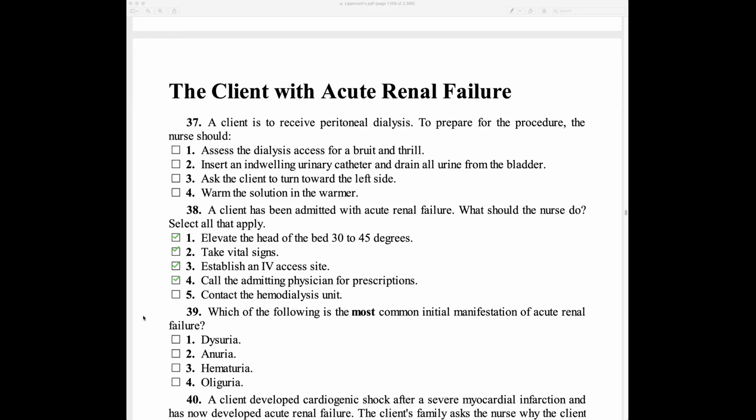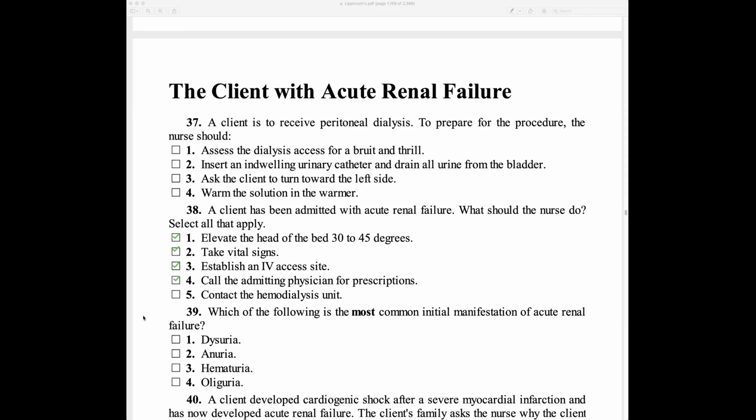We need to establish an IV access site to potentially give medications that could help, to give IV fluids, and then call the admitting physician for orders. That is standard. And then we don't need to contact the hemodialysis unit because this is acute renal failure, not chronic kidney disease. Okay, 39.